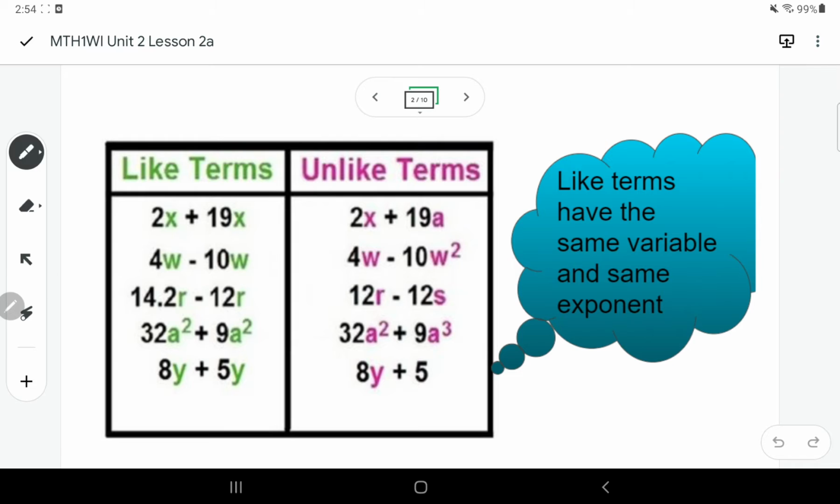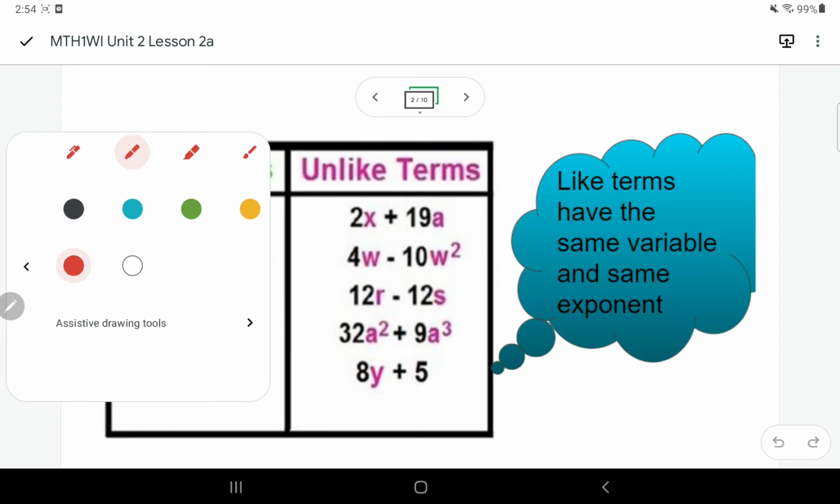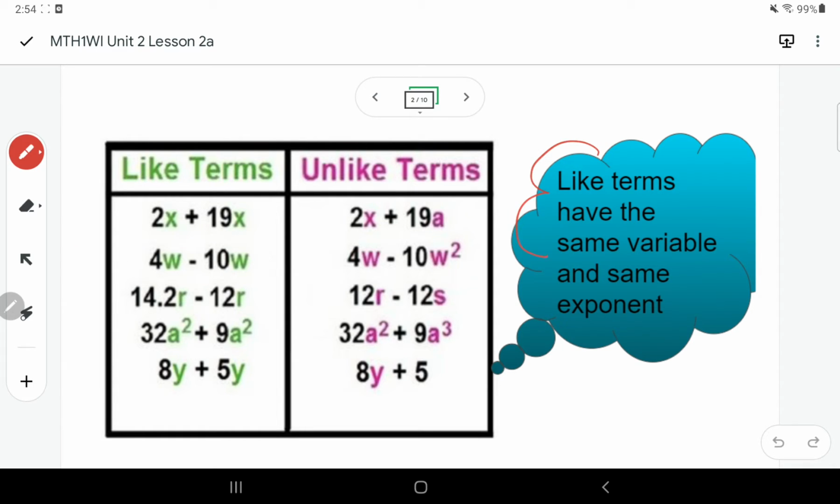So the first big idea here for our gathering like terms, or this section of simplifying with algebra, is this definition right here. So I want you to make sure you have this written down. This part I'm circling in red. Like terms are things that have the same variable and the same exponent. So please take a second and copy that in your notes. Highlight that somehow so that you will remember it.